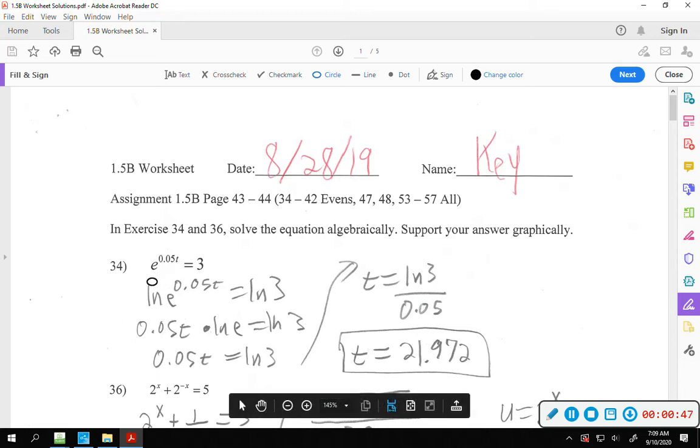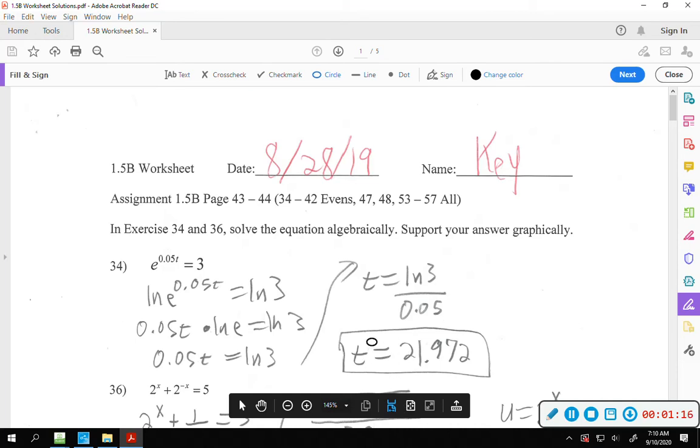Now I showed it coming down out front because the natural log of e is 1. That's why the natural log undoes e. The natural log of e is always 1 because if the base is e, the exponent is going to be 1 to produce an e. So the natural log of e is always 1. 1 times 0.05t is 1.05t. Divide both sides by 0.05t, and we have this for our answer.